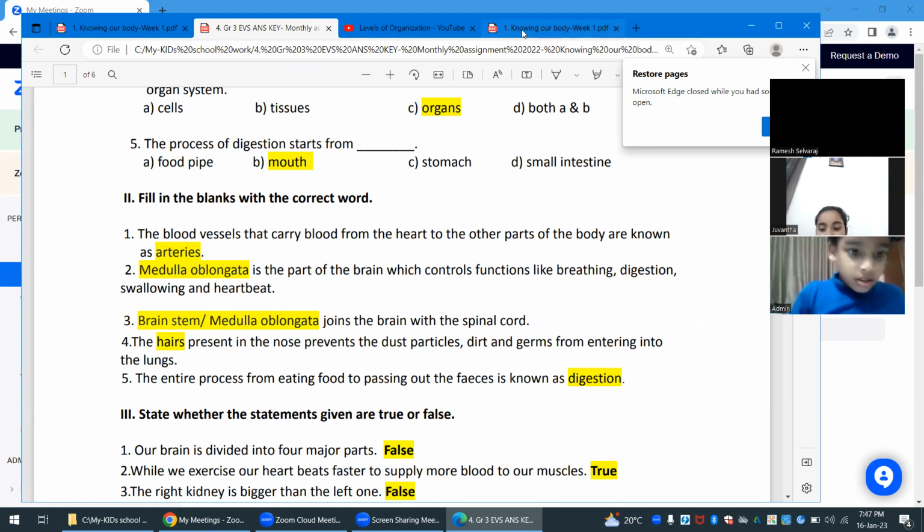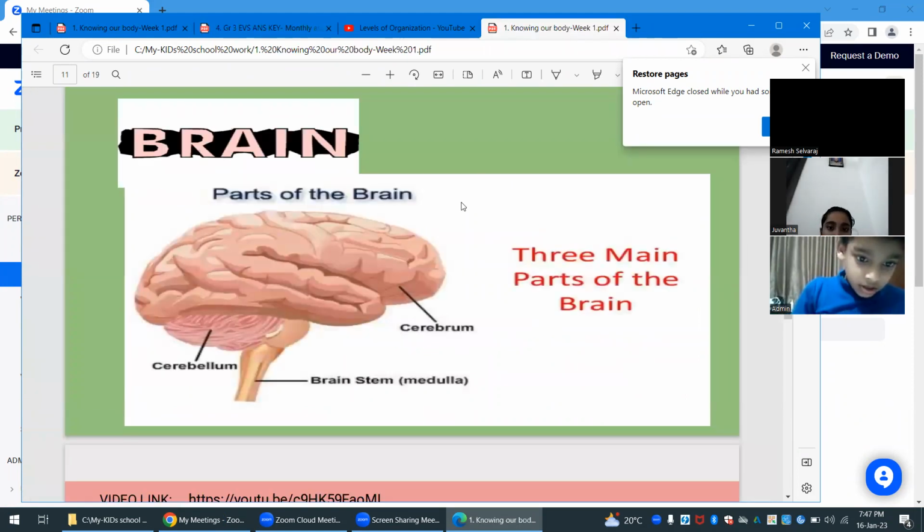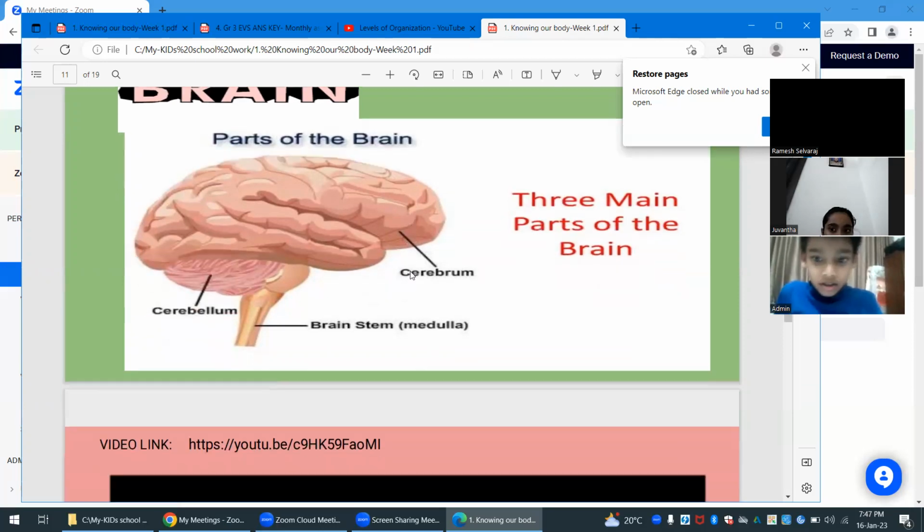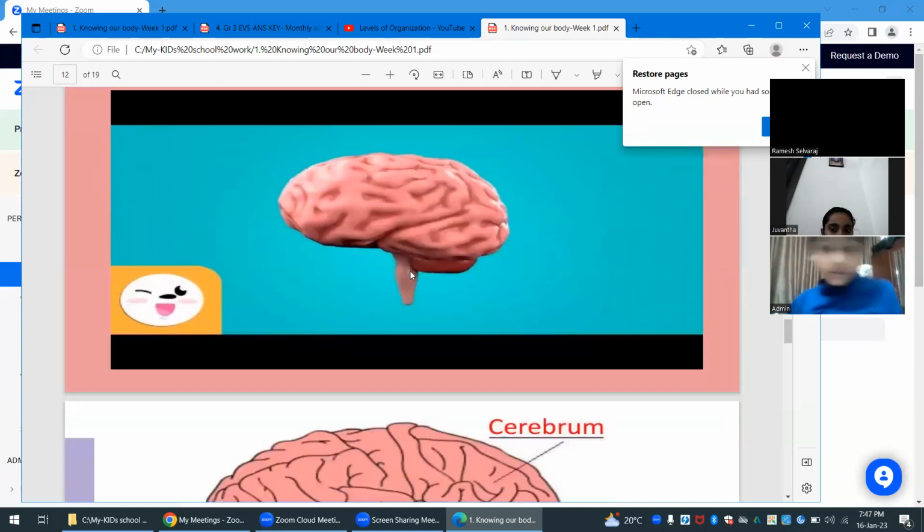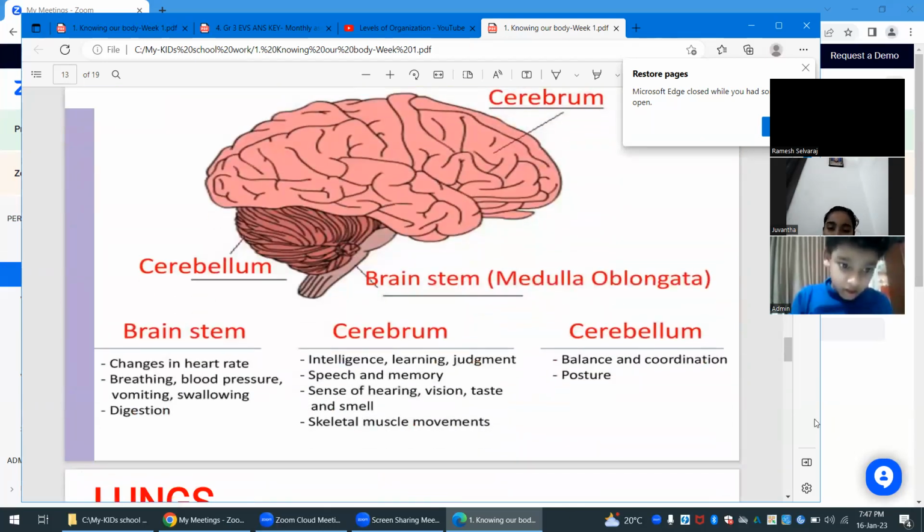Now let's see here. First we are talking about the brain. Okay, brain has 3 parts. It has cerebrum, cerebellum, and brainstem. Just listen. Actually you see here, cerebrum, cerebellum, and brainstem.